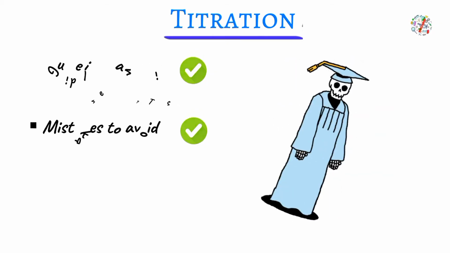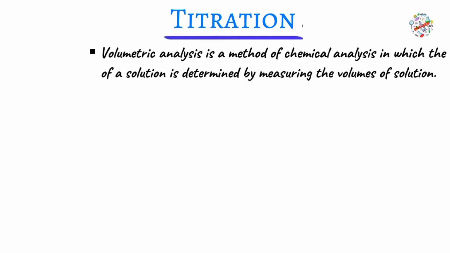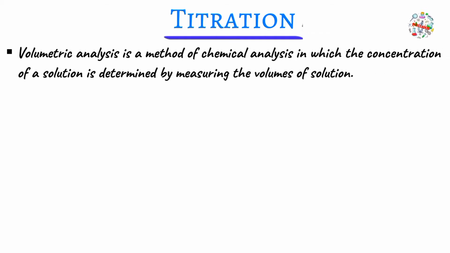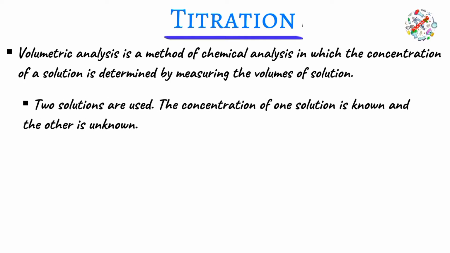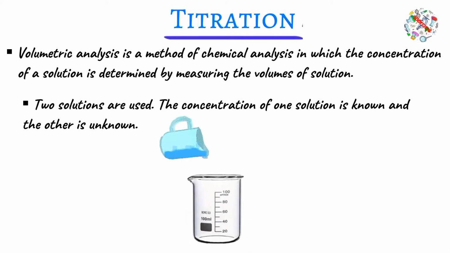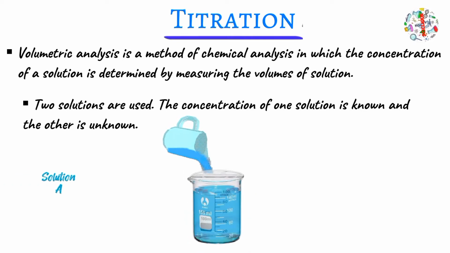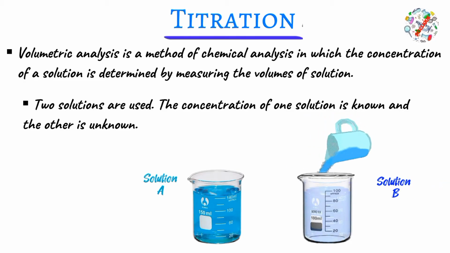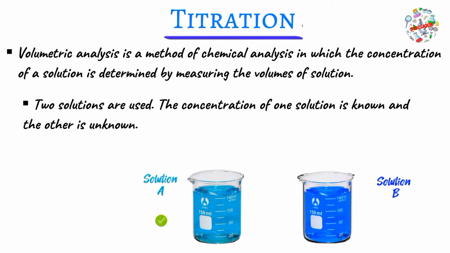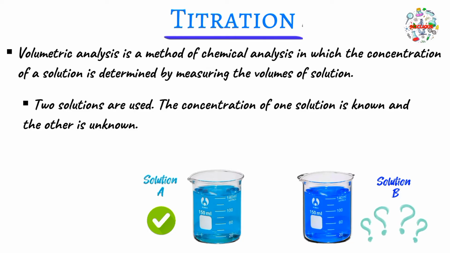So let's dive in. Now, titration, also known as volumetric analysis, is a process which is done to determine the concentration of an unknown solution using another solution whose concentration is known. Okay, let's break that down. Imagine you have two solutions, solution A and solution B. You know the concentration of solution A, but would like to determine the concentration of solution B. You can do this through the use of titration.